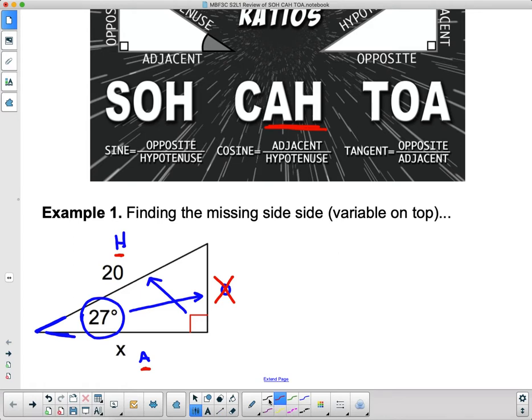So we're going to set this up as cos equals adjacent over hypotenuse. And we're using the cos of 27. Remember, sine, cos, and tan don't mean anything unless they have an angle attached to them. Okay. The adjacent side is x, and the hypotenuse side is 20.